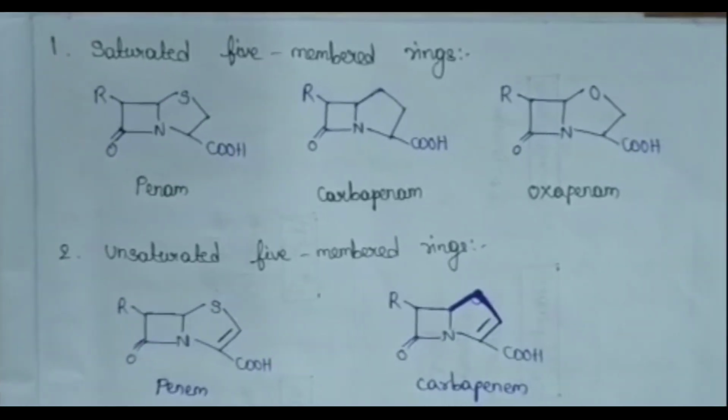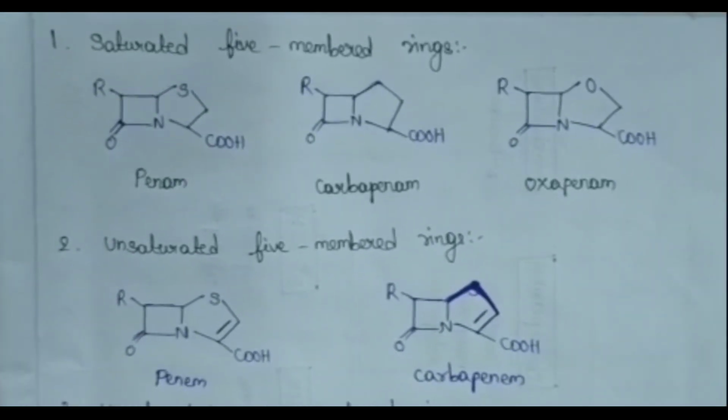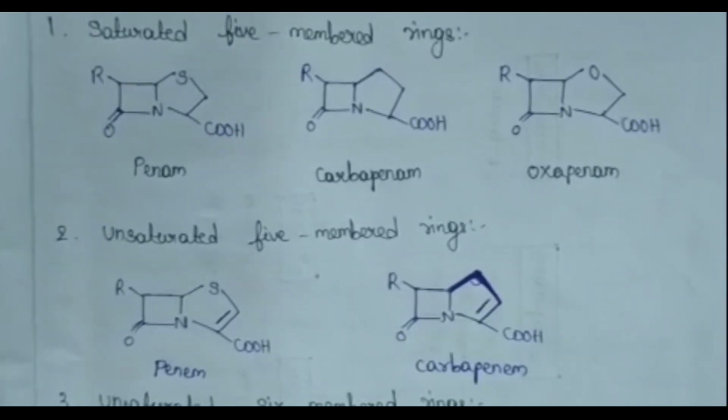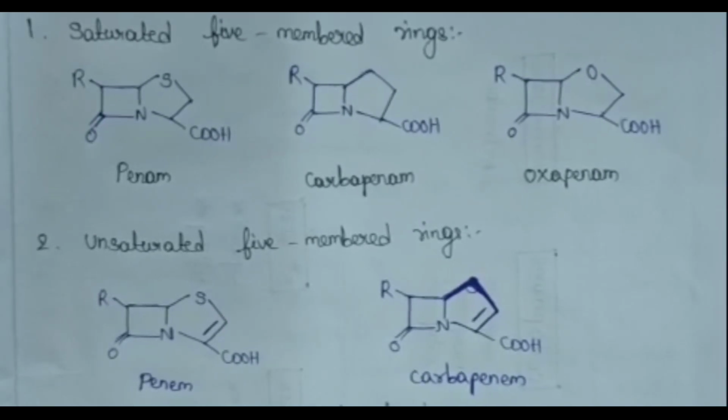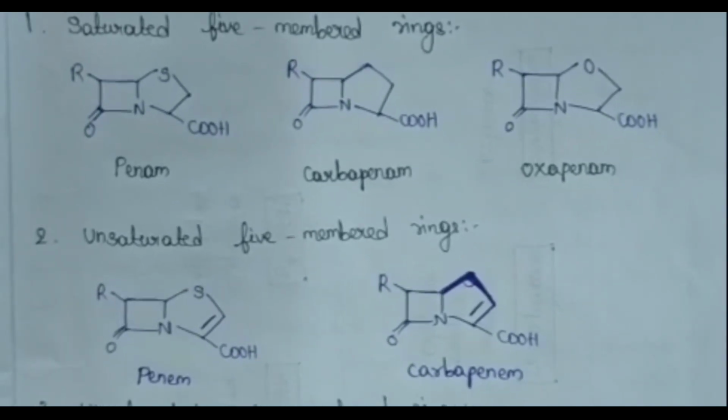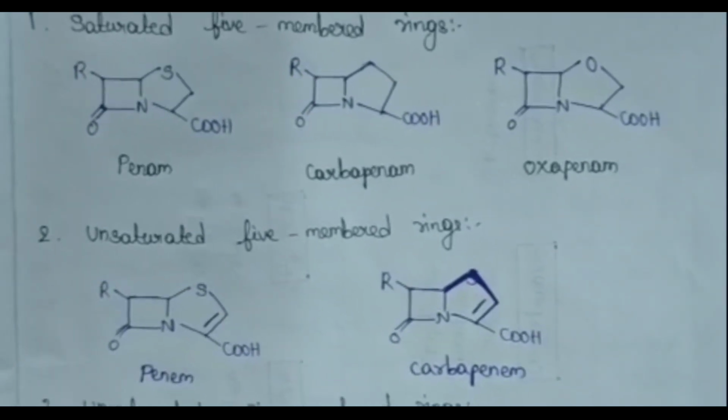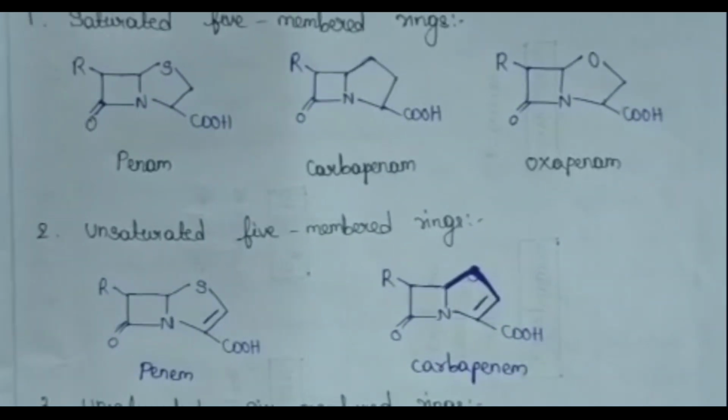So here we should discuss the difference between saturated and unsaturated compounds. Saturated compounds have only single bonds between the carbons. Those are termed saturated compounds. In the unsaturated compounds, we observe double bonds between the carbon atoms.